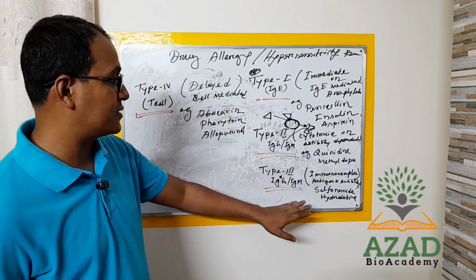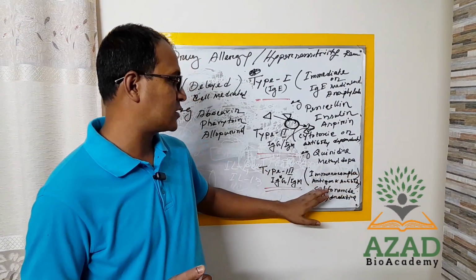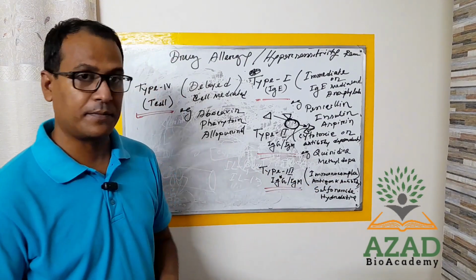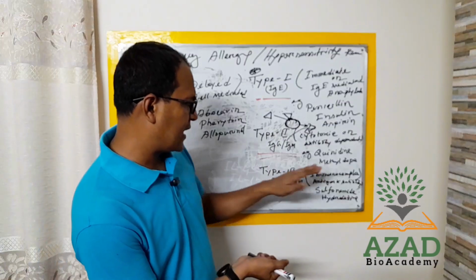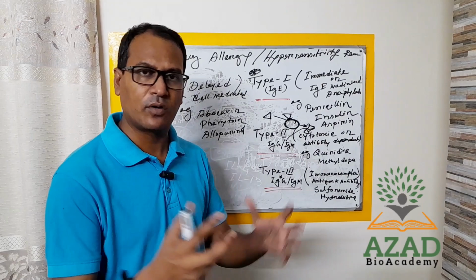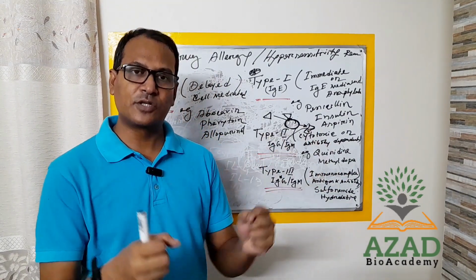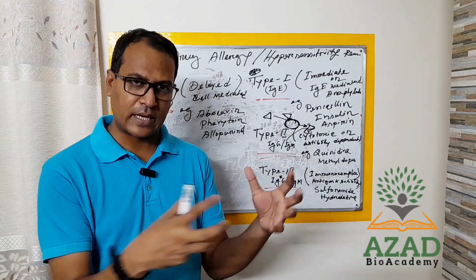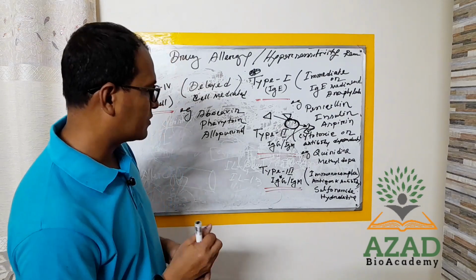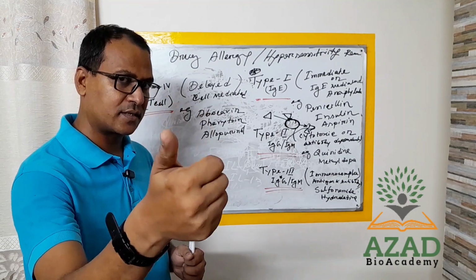Type 3, another name is immunocomplex hypersensitivity reaction. You can also say antigen antibody complex hypersensitivity reaction. And how will it happen? By the name, immunocomplex or antigen antibody complex. Antigen and antibody always show the opposite reaction, that is, they are each other's enemy. Okay, so what will happen when you take a drug? That drug is an allergen and that drug is an antigen.